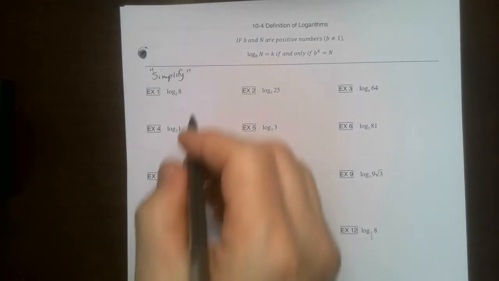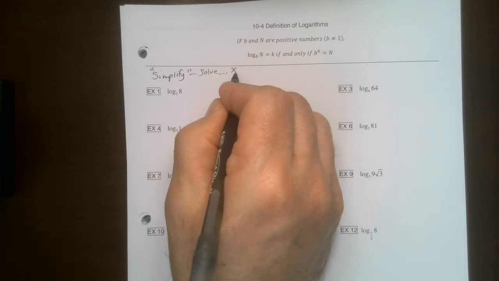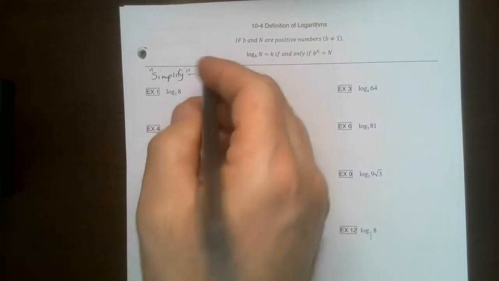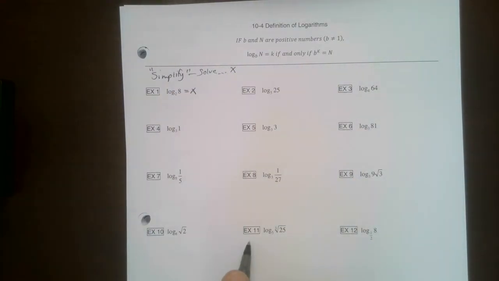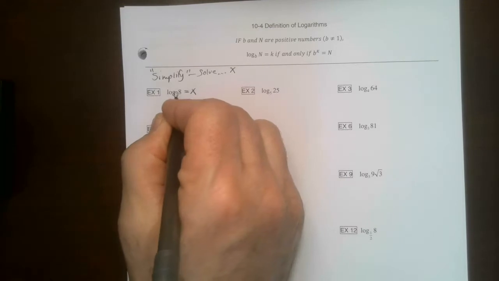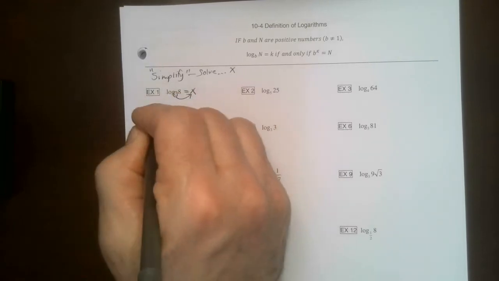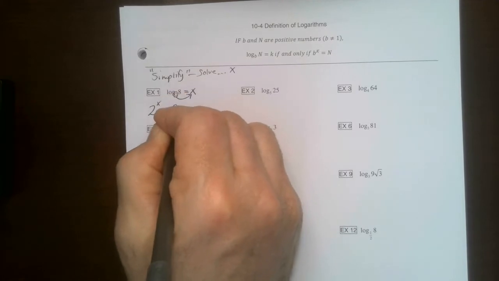And so simplify means what? Solve. Solve for what? X. Well, there is no x. Exactly. So that's the first thing you're going to do: put equals x on every single one of these. And then remember what I showed you in the pre-lesson. Start here, go here. This is your base. This is your exponent. This is your answer.